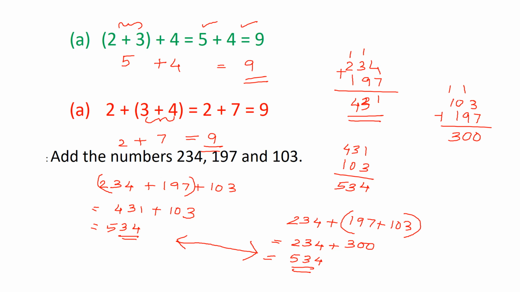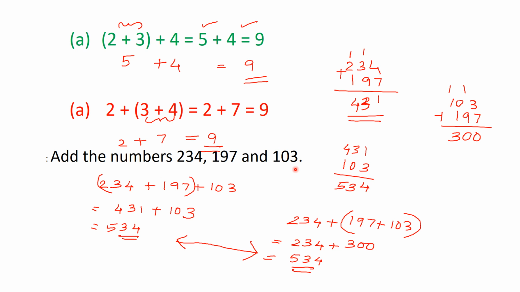Do you see, children? When we are adding 197 and 103, that becomes easier for us, because 197 plus 103 is 300. Now this is what we are going to look into. This is why we are learning commutativity and associativity. That is, in this question, you can either add 234 and 197 together first, or you can add 197 and 103 first. Anyway you add, the answer is going to be the same.